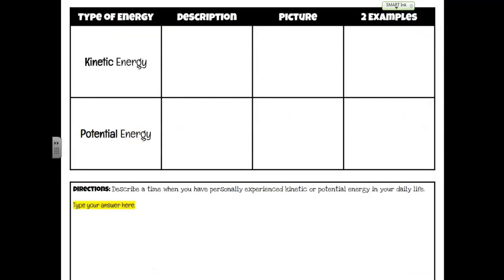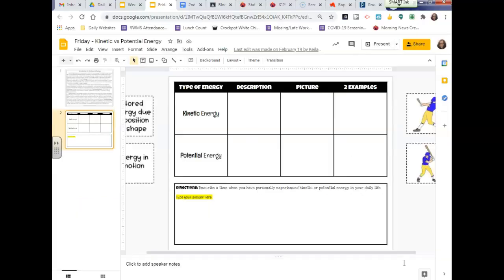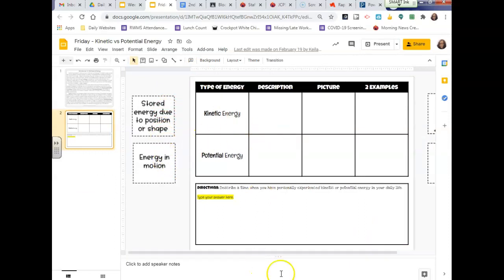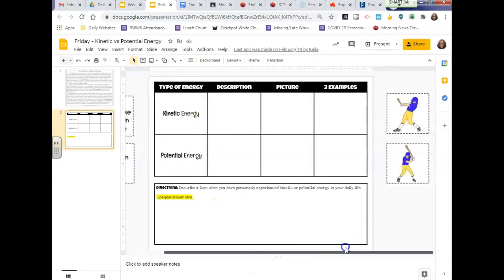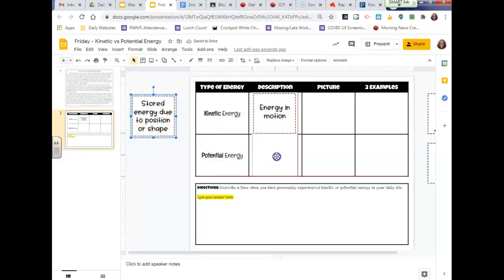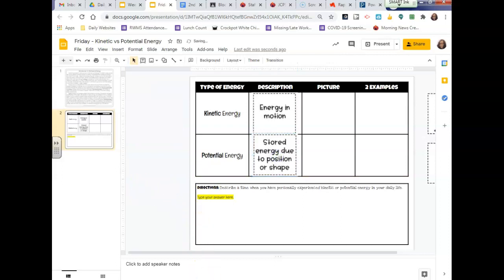Alright, so this is what you have to do today, but I'm going to get out of full screen mode so that you can see that there's little cards over here for you to drag and drop in the description and the picture category. So remember that kinetic energy is your energy that's moving, and potential energy is energy that's stored. It can potentially start moving, but at the time being, it's not. So kinetic energy, the description would be energy in motion. So you drag that one right up there. And potential energy is your energy that is stored because of its position or shape.